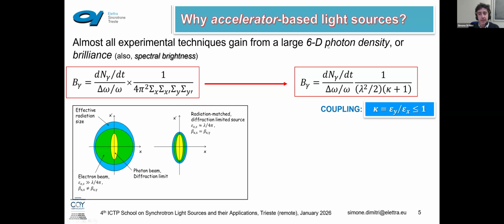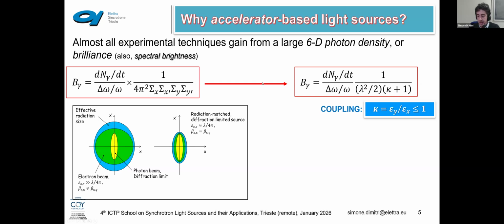This photon density is proportional to a quantity that is called spectral brightness or brilliance, which can be calculated either analytically or numerically. And this is the spectral flux of photons divided by the volume defined by the intrinsic volume of the light pulse convoluted with the intrinsic volume of the massive particles emitting light, which are electrons, as I mentioned.